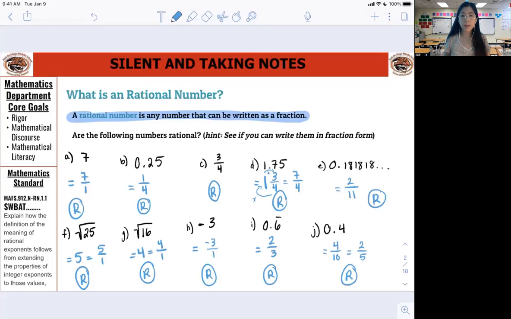Okay, awesome. So let's talk about what we noticed. What types of numbers can be rational numbers? It's not just fractions, but what other types of numbers can fit into that category? Integers, so positive and negative whole numbers. Decimals, but what type of decimals specifically? What's going on here?